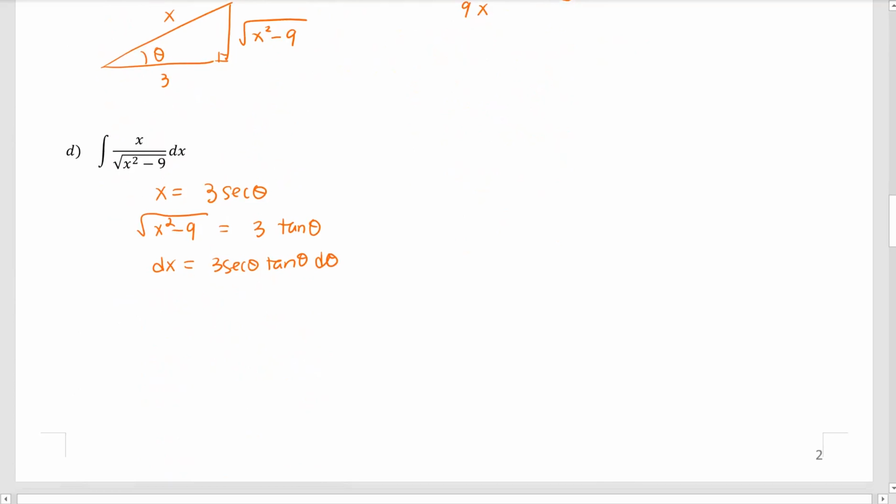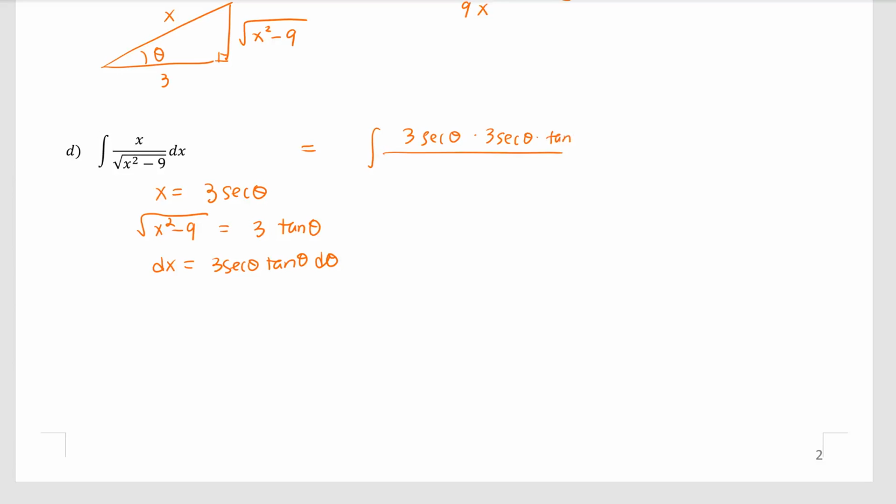Alright, so what is our integral? Well, x is 3 secant theta. dx is 3 secant theta tangent theta d theta. The square root term is 3 tangent theta. Alright, let's cancel it. 3 cancel. Tangent cancel. What's left? 3 secant squared. Good. We know how to integrate secant squared. That is tangent theta.